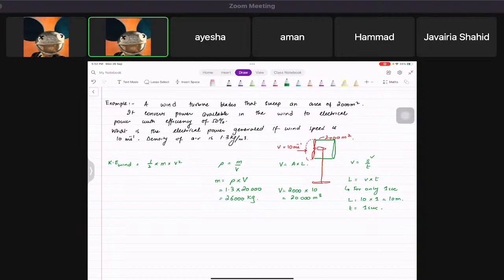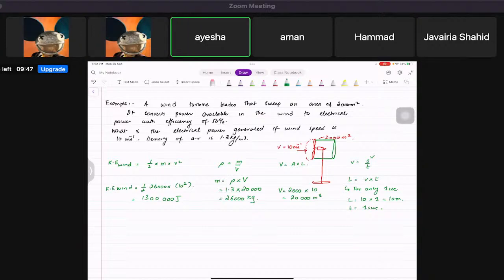So now going in reverse direction, right? And then how much energy in a second would that cause? So the energy of air would be 26,000 multiplied by 10 whole square. And that's going to be 1300,000 joules. Aman, Hamad, Javeri and Aisha, you guys understand up till now? Yes. Okay.